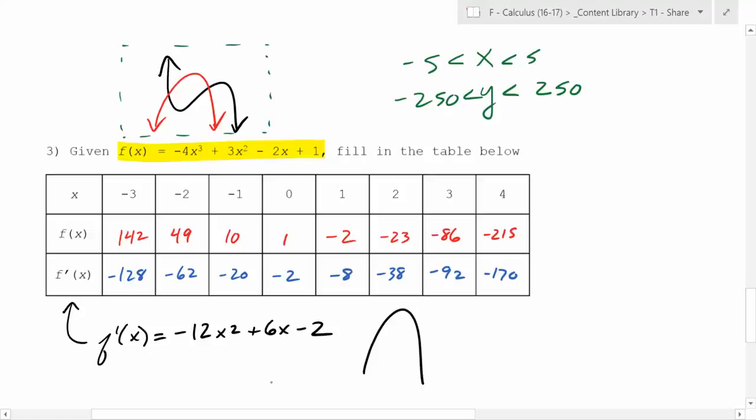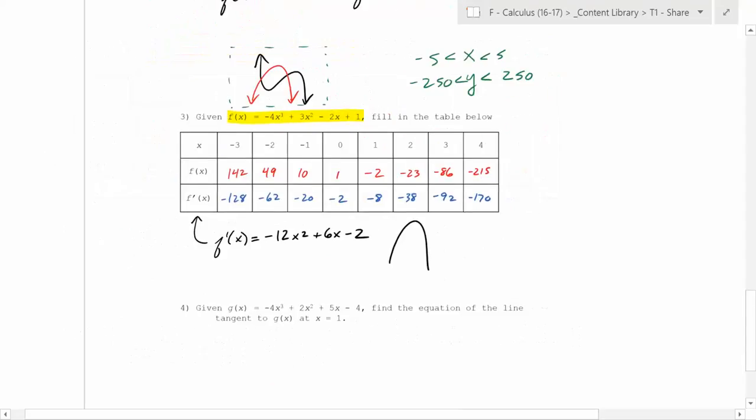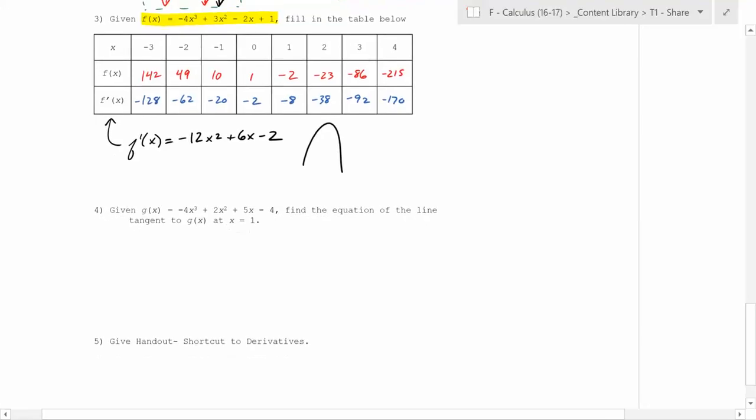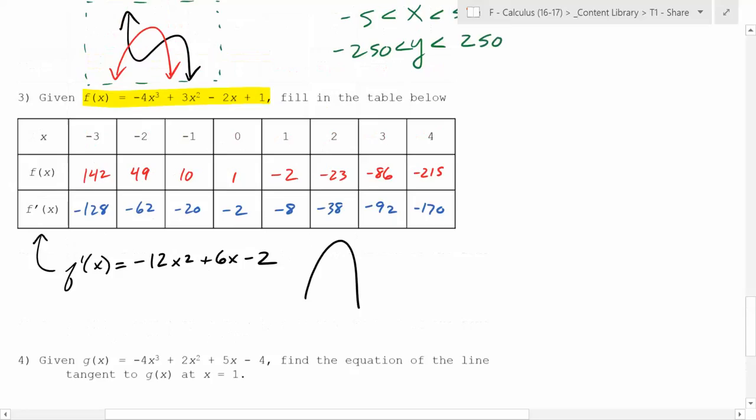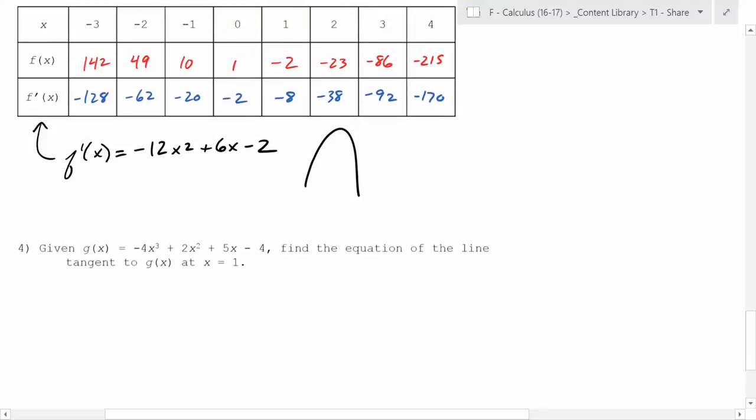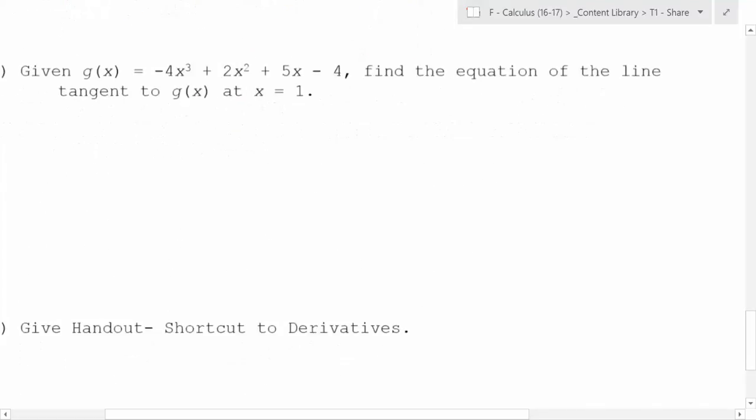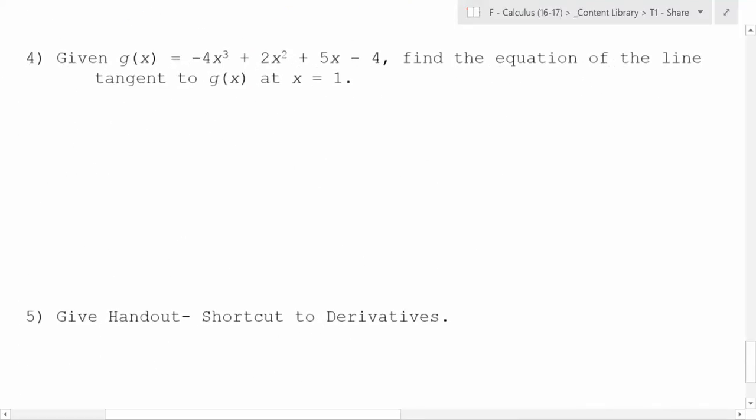The number makes it really big, right? So you have to make this a little wider. Okay, so what can we do with this table? Well, we can quickly answer a lot of the questions that took us a long time to answer before. Like this one, for example. Given that function, is that the same function? Oh, no, it's a different function. But we can use the same sort of math. Find the equation of the line tangent to g of x at x equals 1.